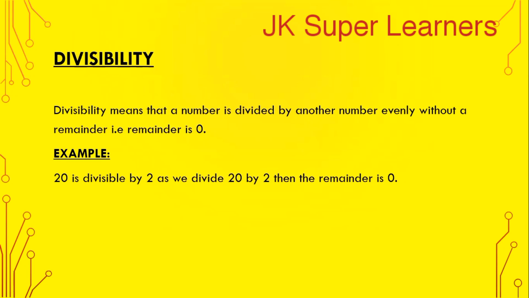In today's video, we will study what is divisibility and what are rules of divisibility. So what is divisibility? Divisibility means that a number is divided by another number evenly without a remainder. That is, remainder is 0. For example, 20 is divisible by 2. As if we divide 20 by 2, then we get remainder as 0, then 20 is divisible by 2.